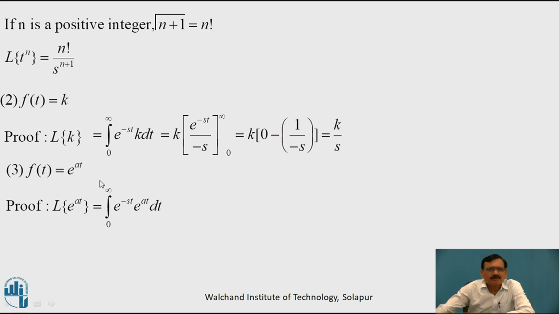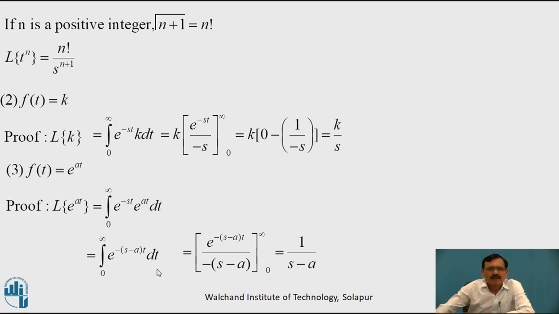Next function, f of t equal to e raised to at. Therefore, Laplace transform of e raised to at is integration from 0 to infinity e raised to minus st into e raised to at dt, which we can write as integration from 0 to infinity e raised to minus of s minus a into t dt. Integration of this is e raised to the power minus of s minus a t divided by minus of s minus a, and for the upper limit we get 0, minus of the lower limit, that is minus minus plus, which is equal to 1 upon s minus a.